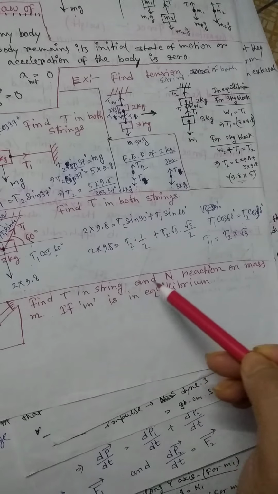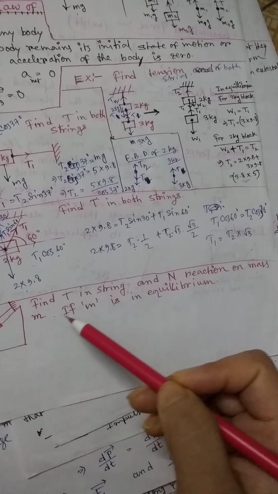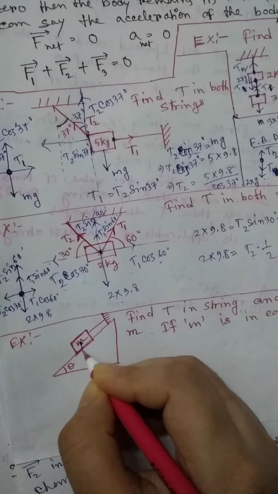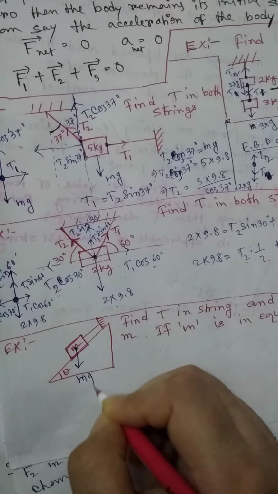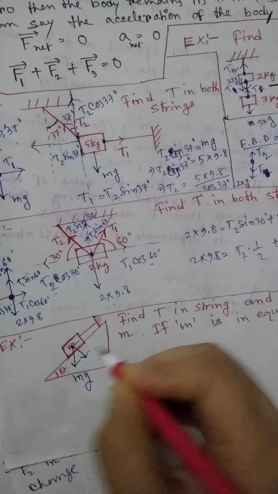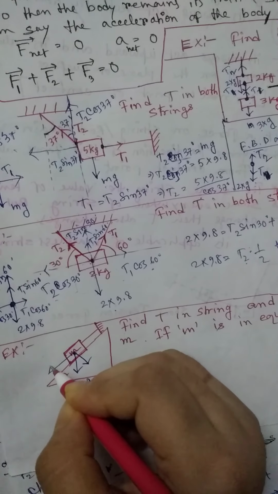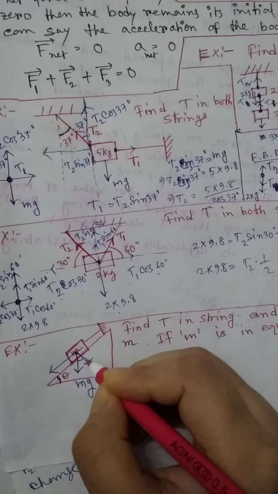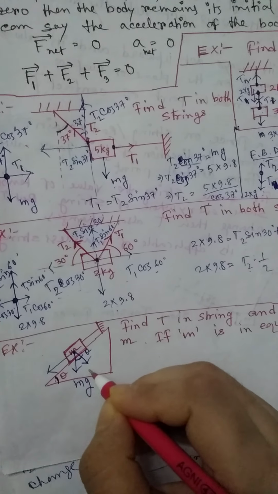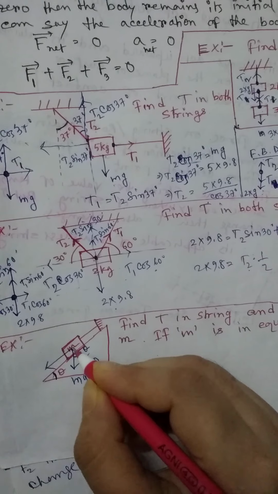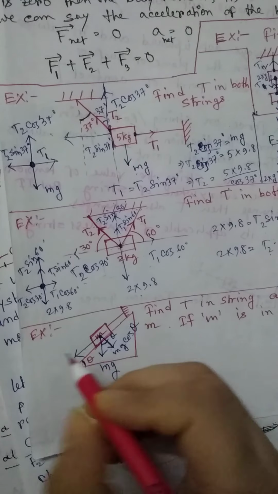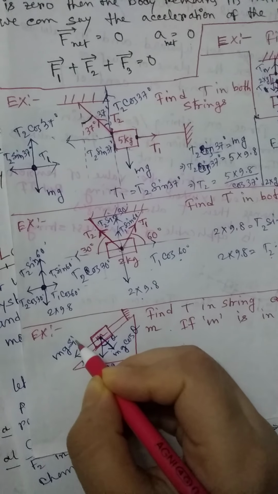Find the tension in the string and the normal reaction on mass m if m is in equilibrium. So just look here, I am showing all these forces. The gravitational force is always vertically downward, which is mg. Then we will get two components of this force, one along this side and the second along this side. If this angle is theta, then this angle is also theta. That means this component is mg cos theta, and this component is mg sin theta.